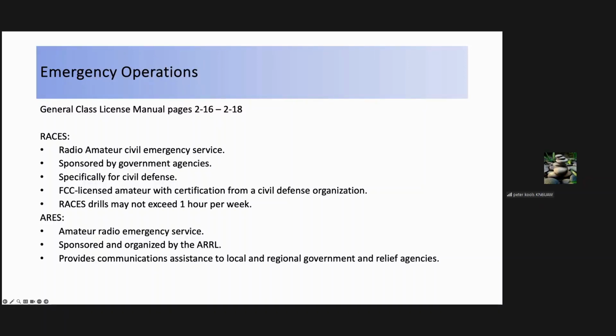And then one little odd question on the test is RACES drills may not exceed 1 hour per week. ARES is another organization. This is the Amateur Radio Emergency Service. It's sponsored and organized by the ARRL. And ARES provides communications assistance to local and regional governments and relief agencies.